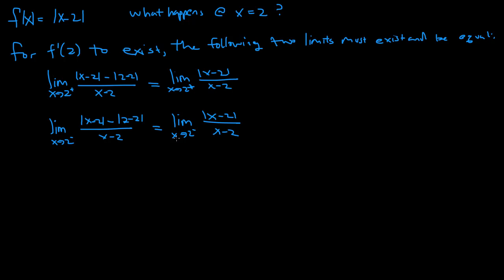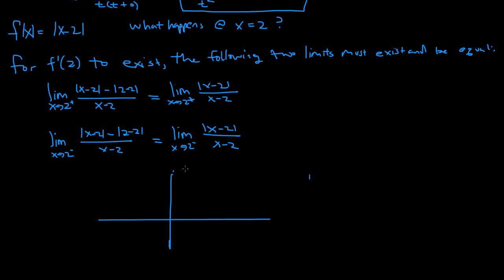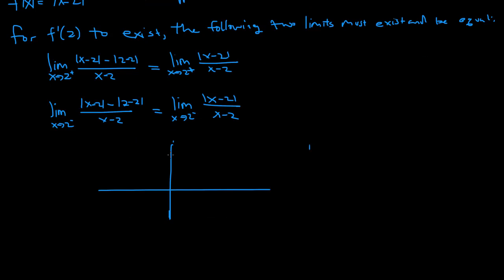We have dealt with this function or a similar function many times this semester, in fact. What does the graph of this look like? At x equals 2, we have positive 1 on one side and negative 1 on the other. Here's what these graphs look like: a horizontal line like that, and a horizontal line like this.